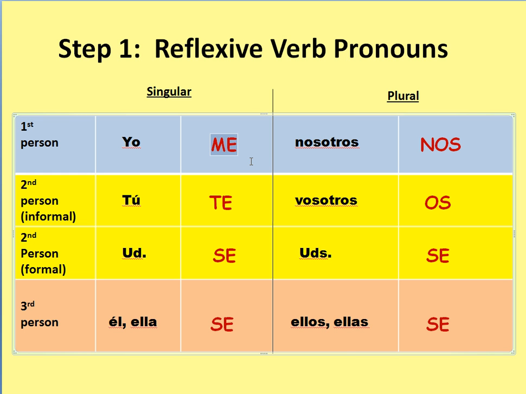So if you're talking about yourself, you're going to use me. If you're asking your friend, you're going to use te. If you're saying you, etc. So you're going to pick the pronoun that you want first. That is the first thing you're going to do.